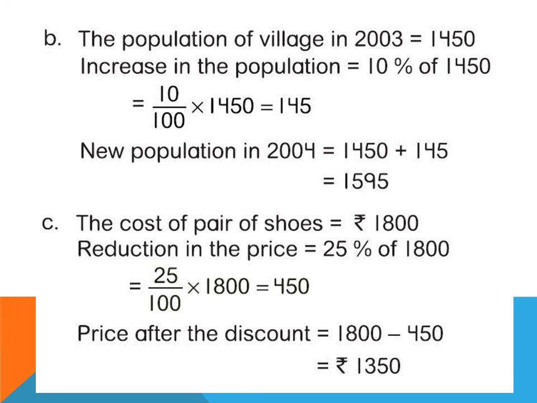Question number C. The cost of the pair of shoes equal to 1800 rupees. Reduction in price equal to 25% of 1800, which will amount to rupees 450. Therefore, price after the discount will be 1800 minus 450, which will amount to rupees 1350. Pause the video if you require more time and note down the correct answers.